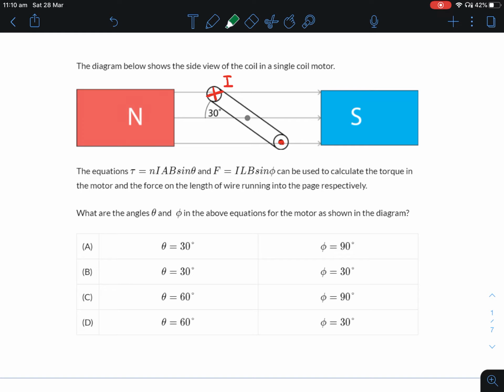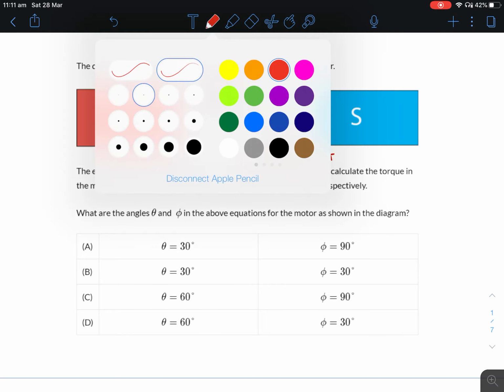And then we notice that we're given 2 equations. We're given the torque equation. Here's the torque for your motor. And we're also given F equals ILB. And hopefully that rings a bell. That's actually the motor effect. That's the force due to the motor effect. And then the question asks us, what are the angles theta and phi in the above equations? And so let's take it one by one.